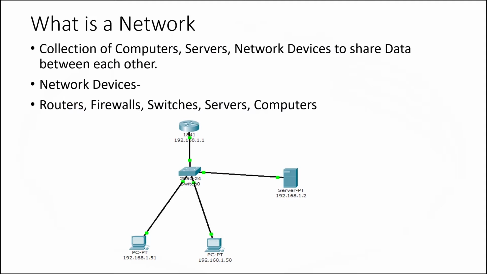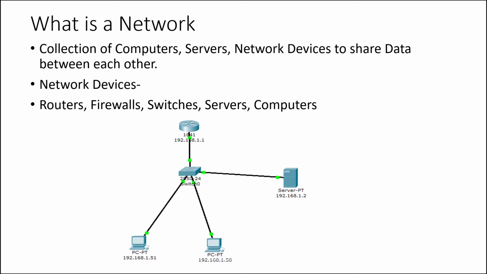Okay, what is a network? It's a collection of computers, servers, and network devices to share data between each other. Network devices include routers, firewalls, switches, servers, and computers. So you can see a simple diagram on the screen.